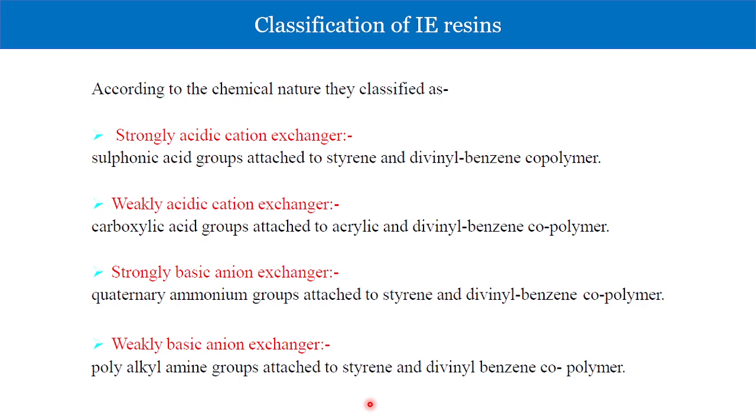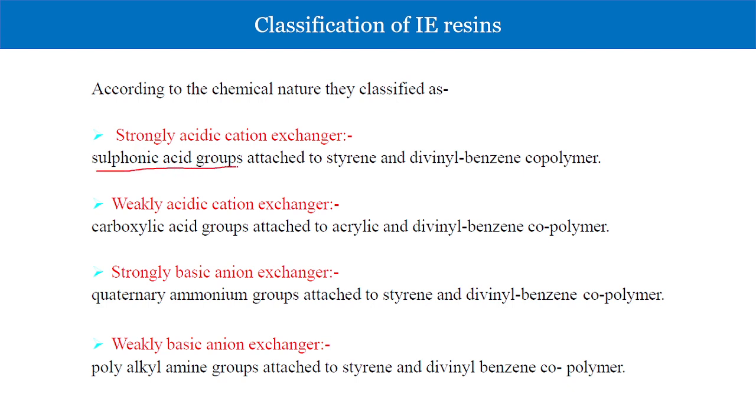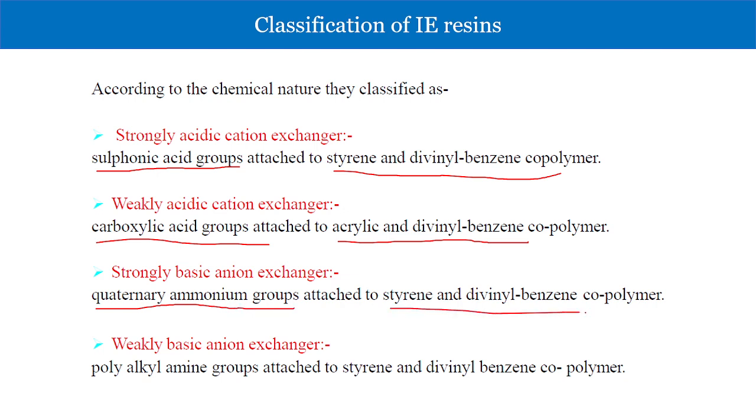So the classification of ion exchange resins. According to the chemical nature, they can be classified as strongly acidic cationic exchanger, where you have the sulfonic acid groups attached to styrene and divinyl benzene copolymer. You have the weakly acidic cation exchanger, where you have the carboxylic acid groups attached to acrylic and divinyl benzene copolymer. You have the strongly basic anion exchanger, where you have the quaternary ammonium groups attached to styrene and divinyl benzene copolymers. And weak basic anion exchanger, where you have the polyalkyl amine groups attached to styrene and divinyl benzene copolymer.